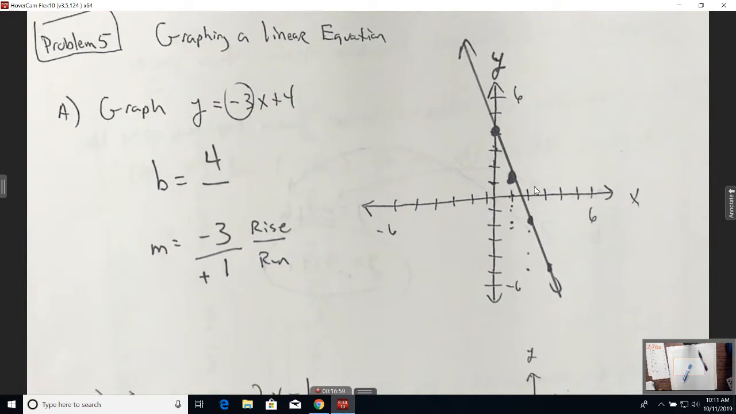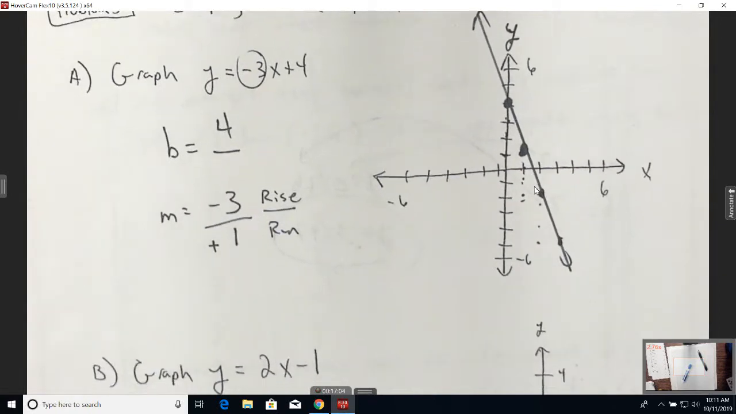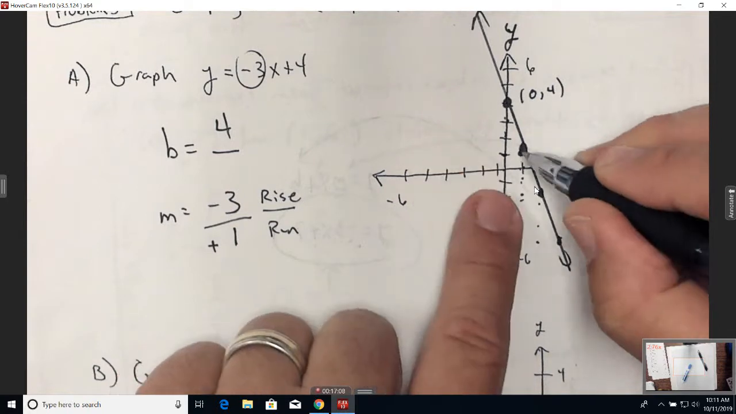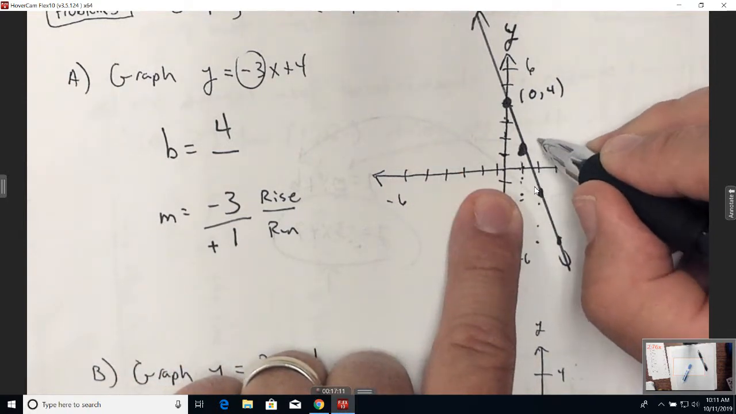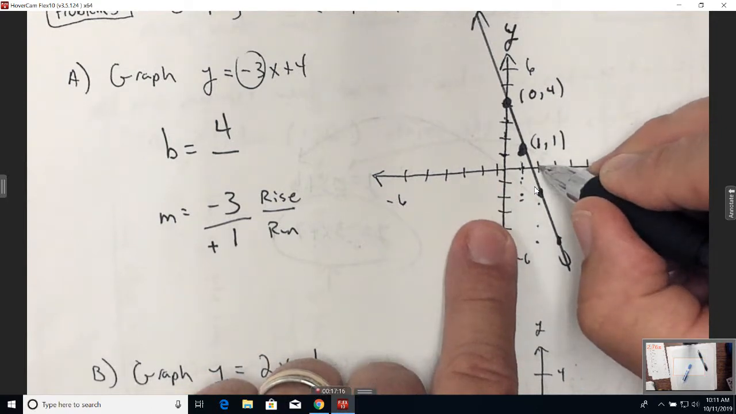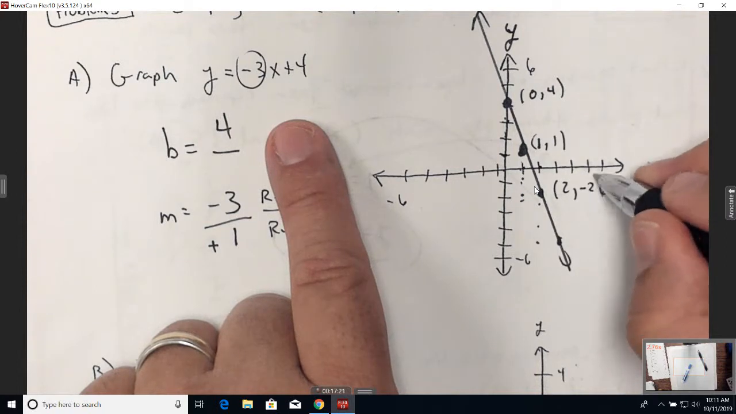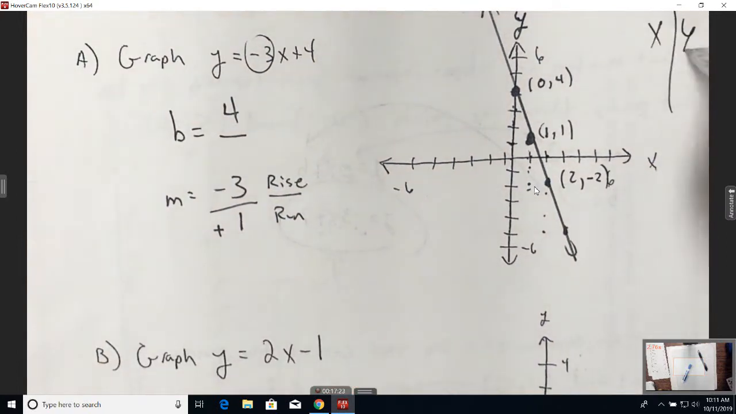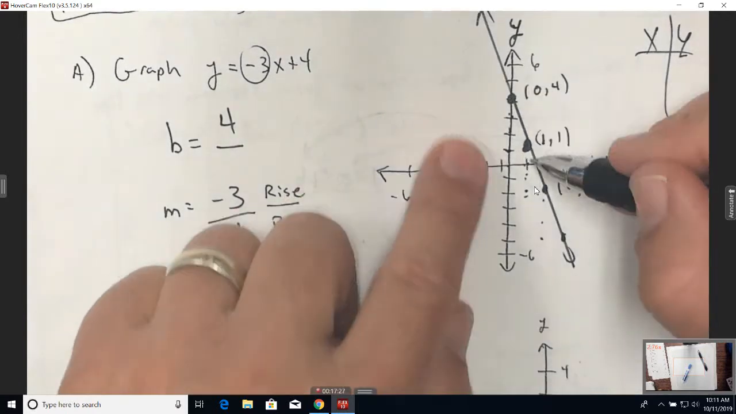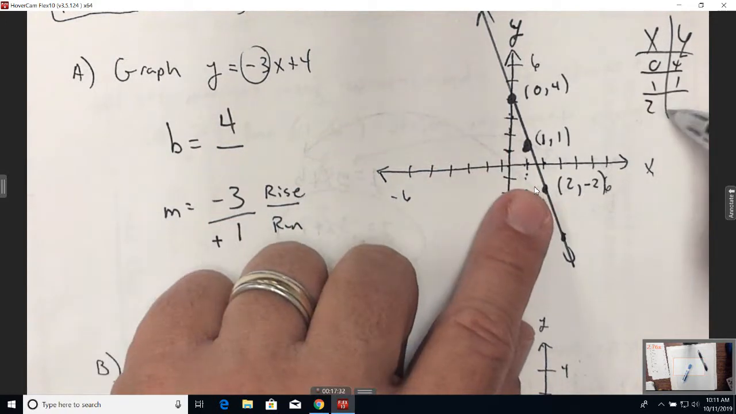So I don't have to make a table of values, did I? Did you have to make a table of values and then plot all those points? No, these points are here. Here's one point. Where is it? It's at 0, 4. Where's this point here? It's at 1 what? 1. Where's this point here? Well, this is at 2. Where would that be? Negative 2. That is a table of values, x and y. And these points, instead of having to calculate it, I can find those points and just list them in a table. 0, 4, 1, 1, 2, negative 2.